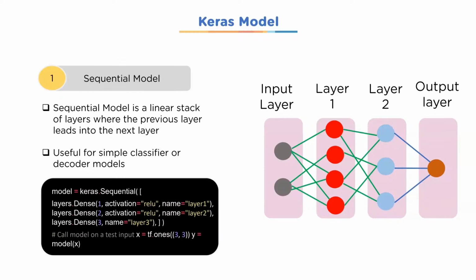You should have your input layer, it goes into your layer 1, layer 2, and then to the output layer. And it's useful for simple classifier or decoder models. And you can see down here we have the model equals a Keras sequential, and this is the actual code. You can see how easy it is.